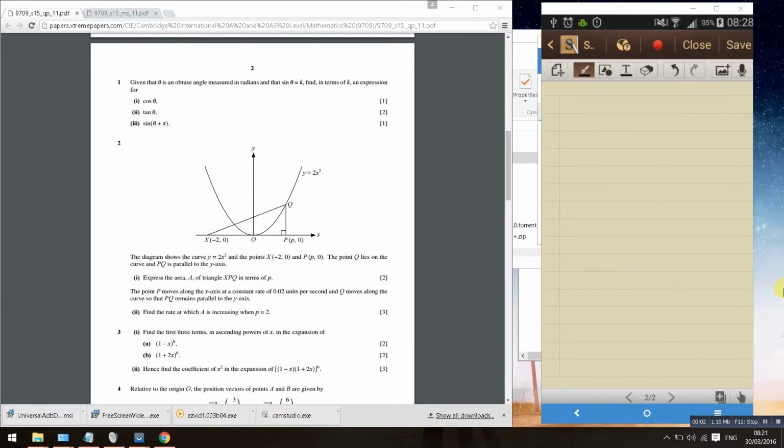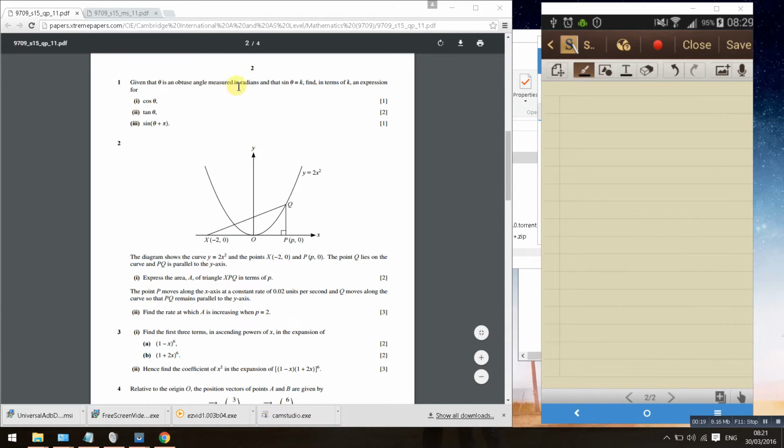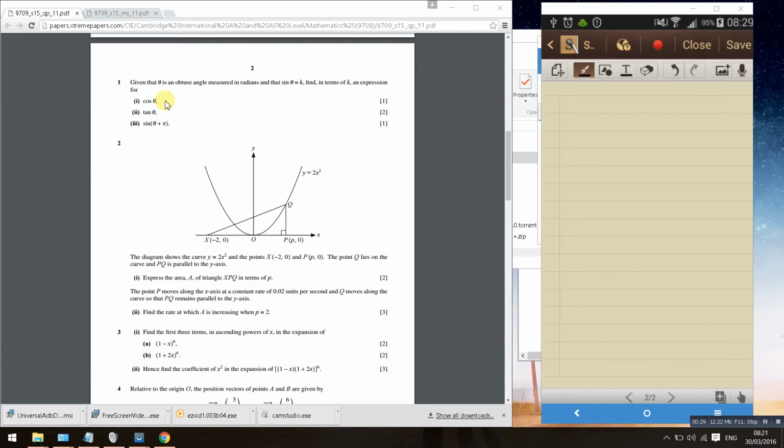So hi, in this video we'll be discussing question 1 of AS A-Level Mathematics, paper 1 of 2015 summer session. In the first question it says that given that theta is an obtuse angle measured in radians and that sine theta is equal to k, find in terms of k an expression for cosine theta. This question will be a little bit difficult because theta is an obtuse angle.